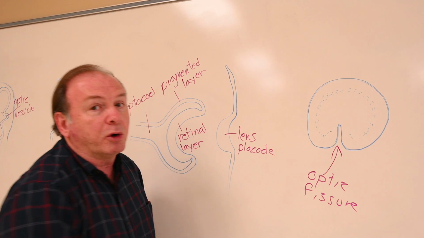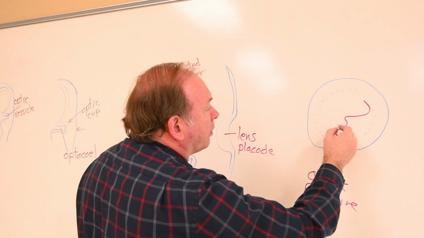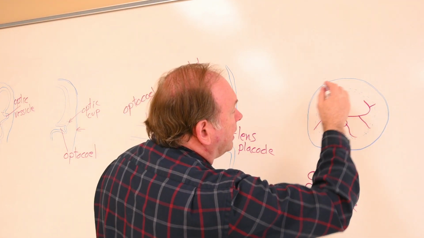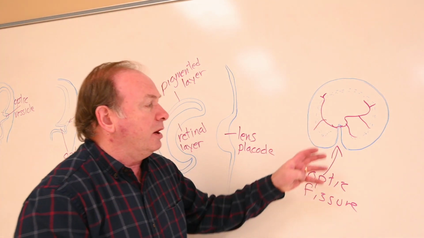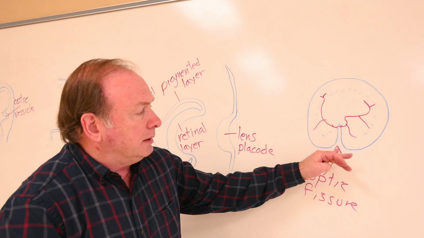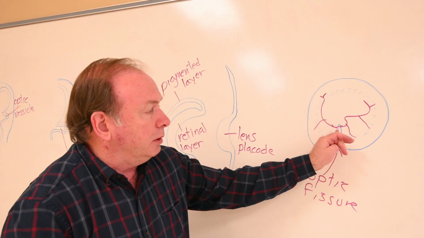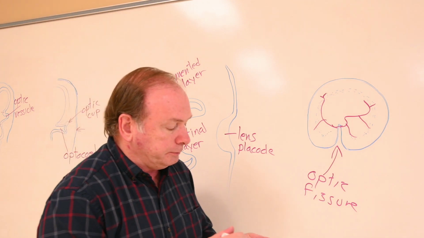Into that we will grow blood vessels. The blood vessels will come in here and make their way through and branch out inside the eye. So we have a vascular supply behind our retinal layer, and that will eventually then close in. That optic fissure will close in around those blood vessels that enter the back of the eye.